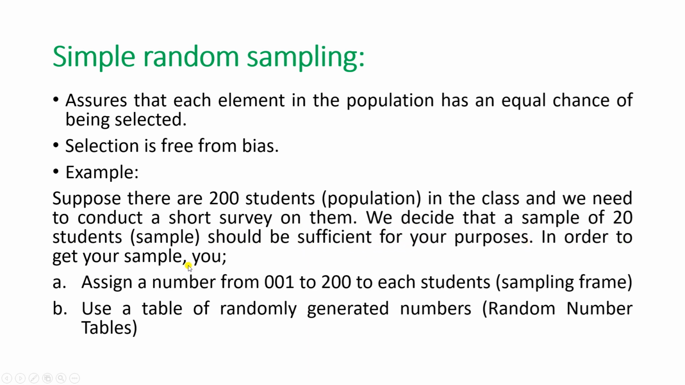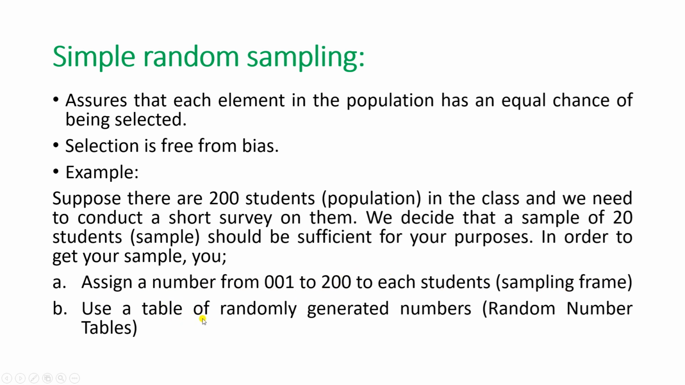In order to get the sample, what do we do? We make simple random sampling. So, out of 200 students, which is the population, we make a sample of 20 students. We can assign a number from 1 to 200 to each student. Suppose they have their roll numbers from 1 to 200, which is the sampling frame. Sampling frame means a record of individuals in the population with their identification number. So here the roll numbers are taken to be their identification number.